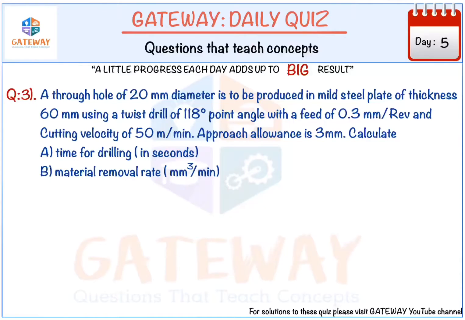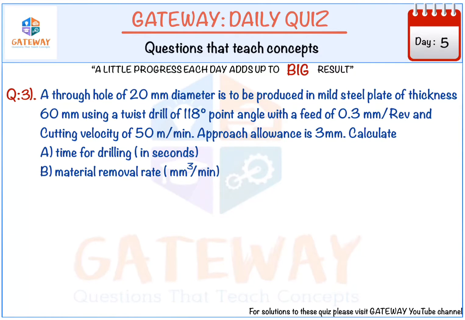Now we'll enter the third question. A through hole of 20 mm diameter is produced in a mild steel plate of thickness 60 mm using a twist drill of 118 degree point angle with a feed of 0.3 mm per revolution and a cutting velocity of 50 meter per minute. Approach allowance is given as 3 mm, and it is said to be a through hole. They ask to calculate the time for drilling in seconds and also the material removal rate.